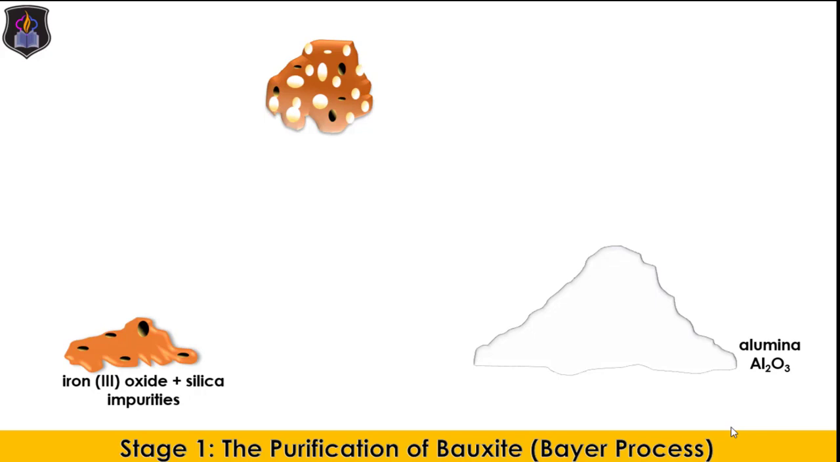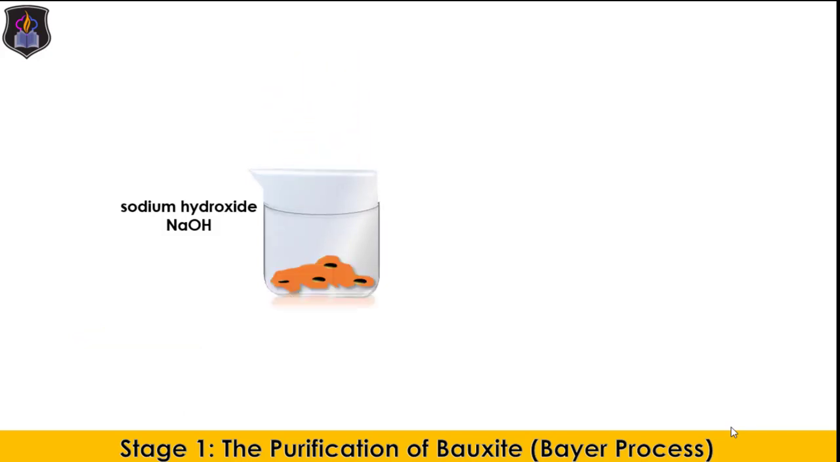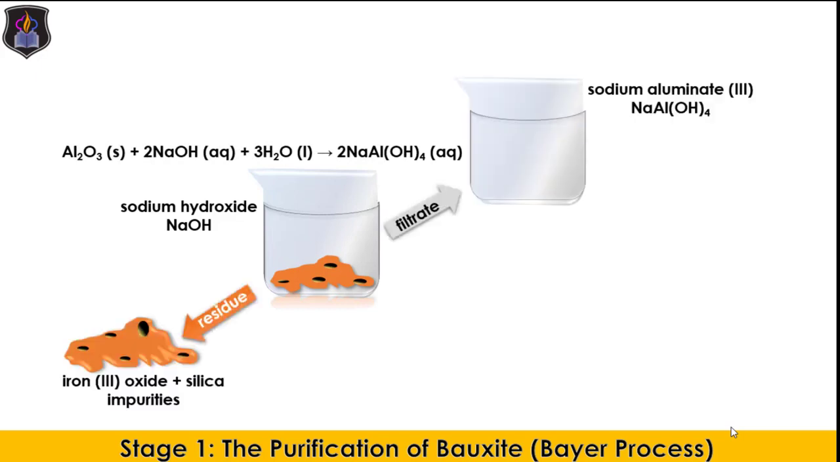The impurities are removed by dissolving the bauxite under pressure in concentrated sodium hydroxide solution in the presence of heat. The alumina, being amphoteric, dissolves in the caustic soda solution, leaving behind the basic impurities, mostly made up of iron(III) oxide, as seen in the equation. The mixture is filtered to obtain a solution of sodium aluminate as the filtrate.